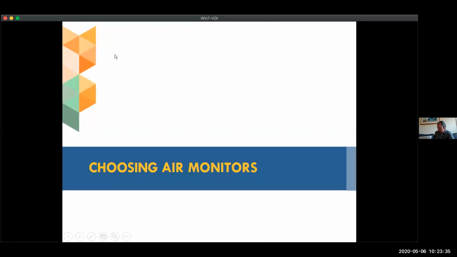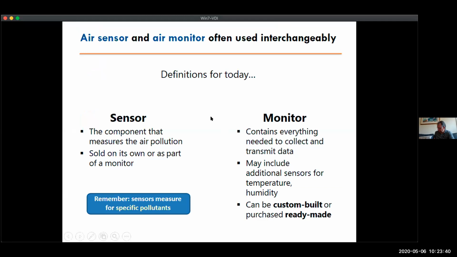All right, so I'm going to be talking about choosing an air monitor. So for today, we're thinking about some definitions. There's a difference between a sensor and a monitor. A sensor is the component that measures different air pollutants. A lot of times it's sold on its own or as part of a monitor. A monitor can contain multiple sensors. It contains everything needed to collect and transmit data. It can include additional sensors measuring temperature and humidity, and it can be custom built or purchased ready-made. I'll be getting into that a little bit later.